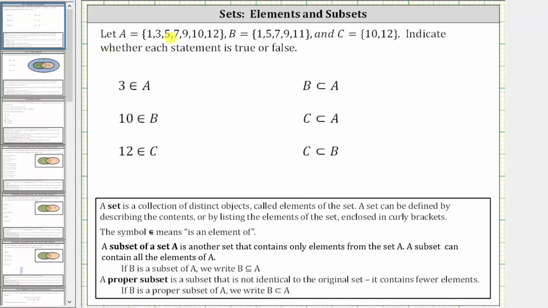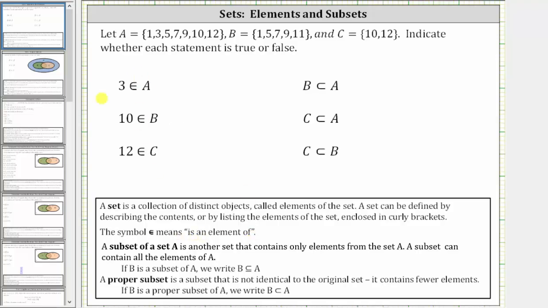Here we are given sets A, B, and C, and asked to indicate whether each statement is true or false. For a quick review, a set is a collection of distinct objects called elements of the set. A set can be defined by describing the contents or by listing the elements of the set enclosed in curly brackets. So for this first row, this symbol means is an element of.